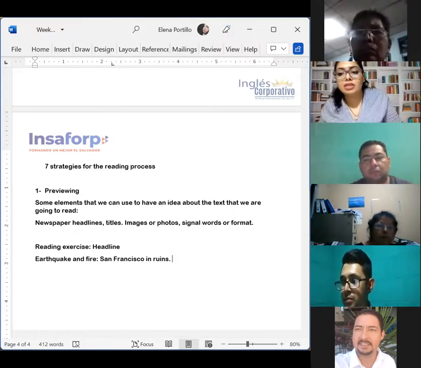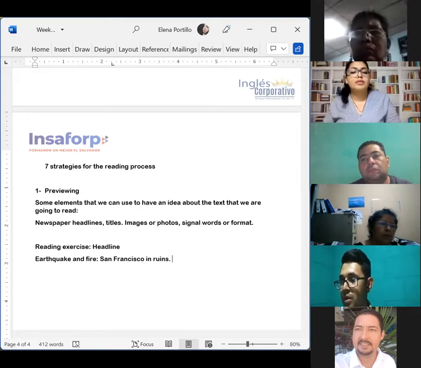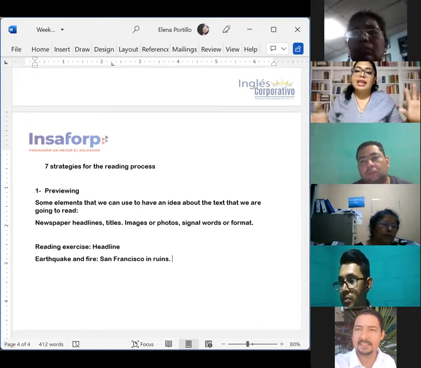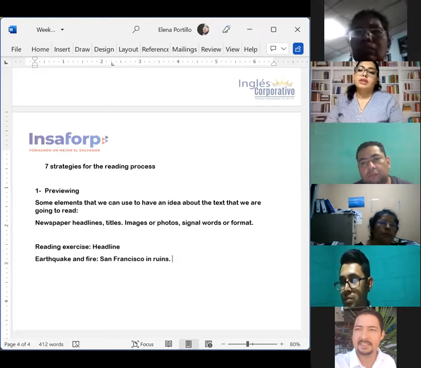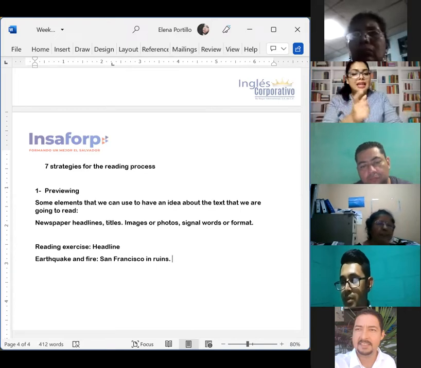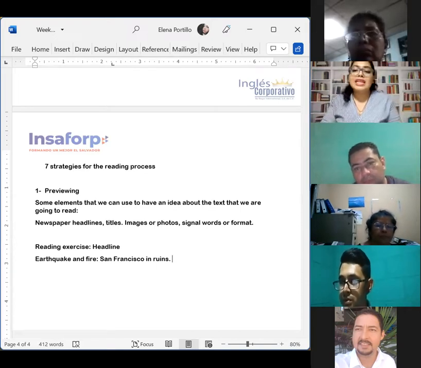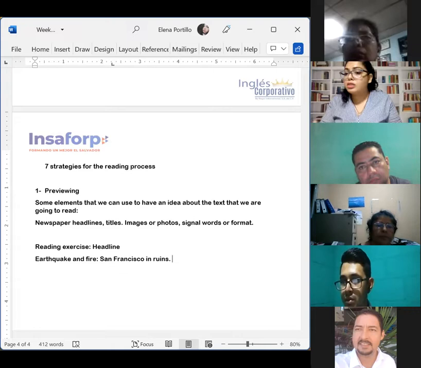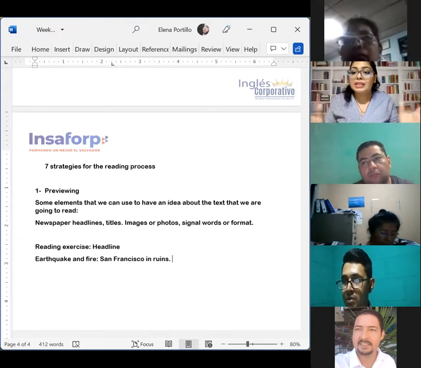So in this case, it's talking about something that happened in San Francisco that left that city in ruins because it was attacked by an earthquake and fire at the same time. It is very chaotic. So in this case, we have a headline that is very easy to understand, that something bad happened. That's the context of the article.